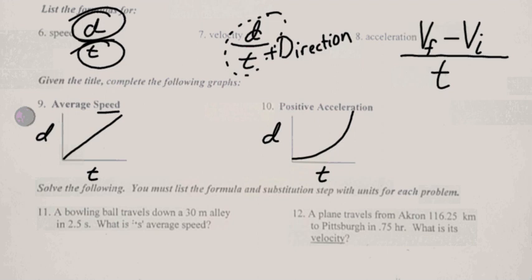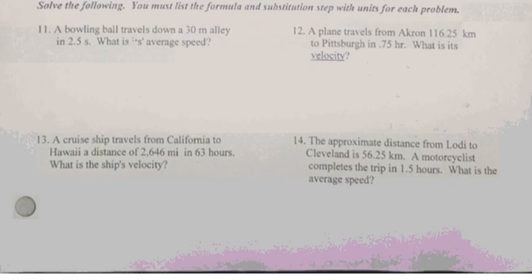The rest of the problems on this particular worksheet are showing you that you can take word problems and extract the information you need to plug into the formula. This is going to be a simple plug and chug activity. For example, number 11 says, a bowling ball travels down a 30-meter alley in 2.5 seconds. What is its average speed?